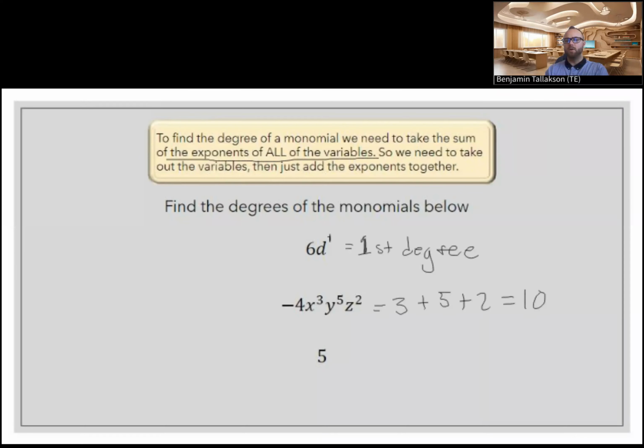Now the last one, what would you say the degree is of that monomial? Well, this is a constant, okay? It's not about what is the power of the number. We said up here it's about the power of the variable. Well, there is no variable, so that's a 0. 0 degree monomial.